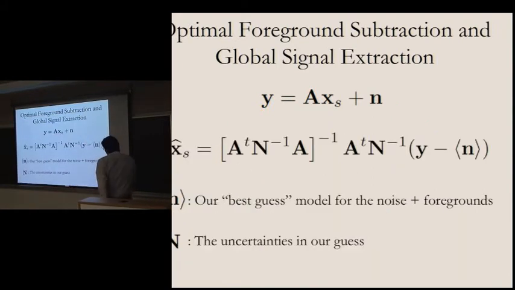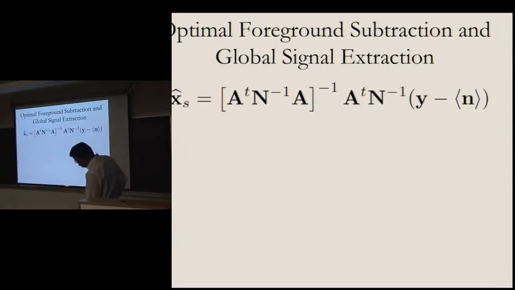Right? Write down your least squares estimator for the cosmological signal, where these pointy brackets here are our best guess model for the noise and foregrounds. Okay? So we're kind of being Bayesian about this. We're saying that the mean here is our very best guess for what we think the foregrounds are like, both as a function of angle and frequency. And the covariance, the noise covariance of this noise vector, is the uncertainty in our best guess model.